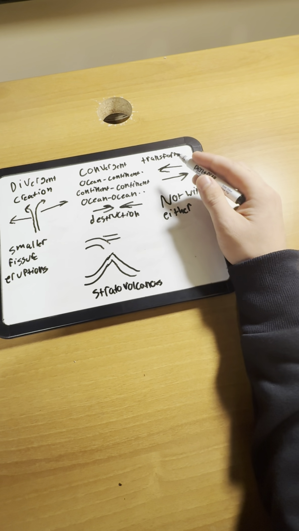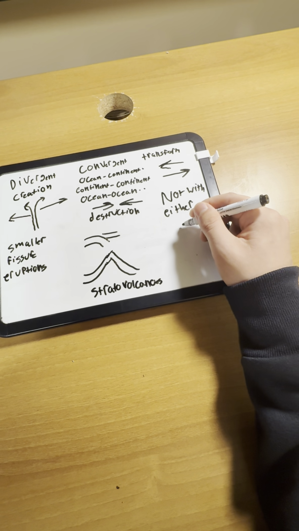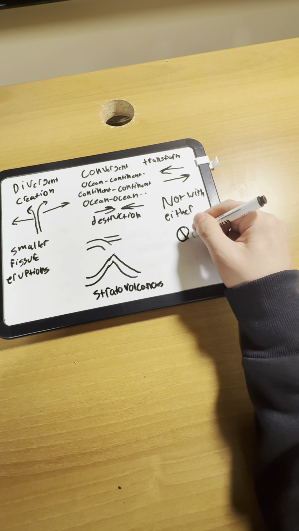And finally, with transform boundaries, like I said earlier, there is no creation or destruction of crust, disallowing volcanic activity to be present.